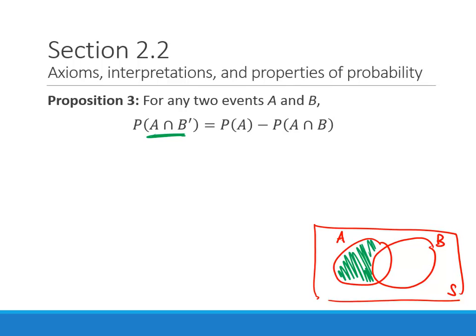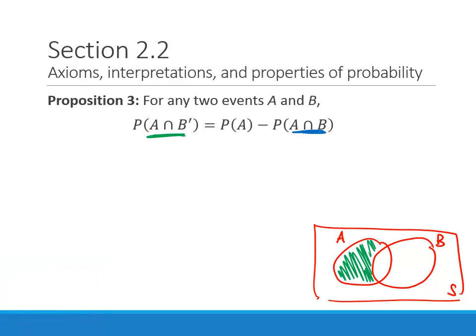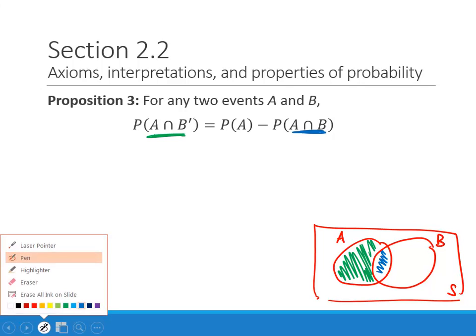And so maybe now you can see where this comes from, right? It looks a little more obvious now. If we want the area of that green thing, we can take the entire probability of A and subtract off that little football shape, which is the intersection there. So if we want just the green section, we can subtract off the blue section. So that's our visual proof, which is, of course, not a proof at all.